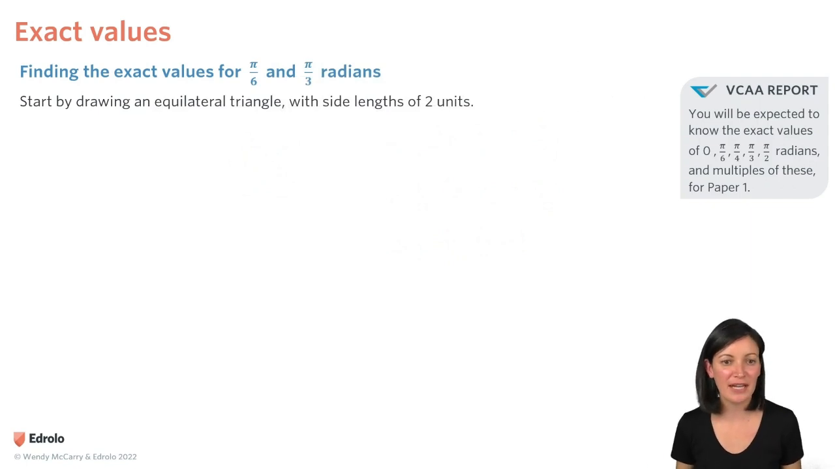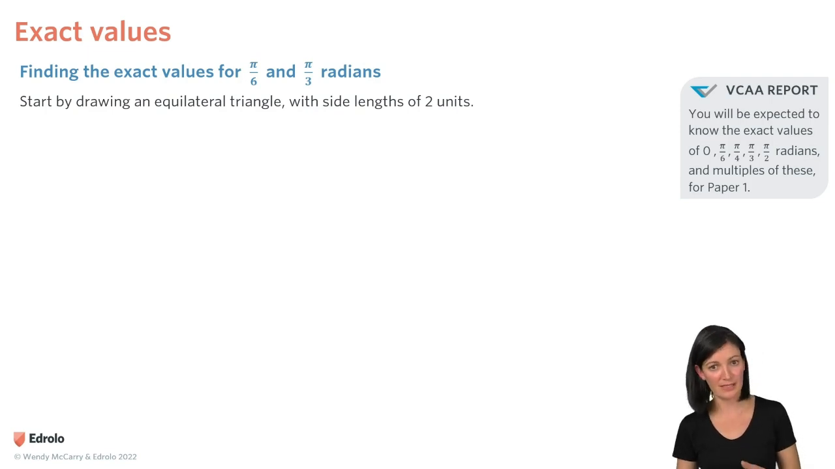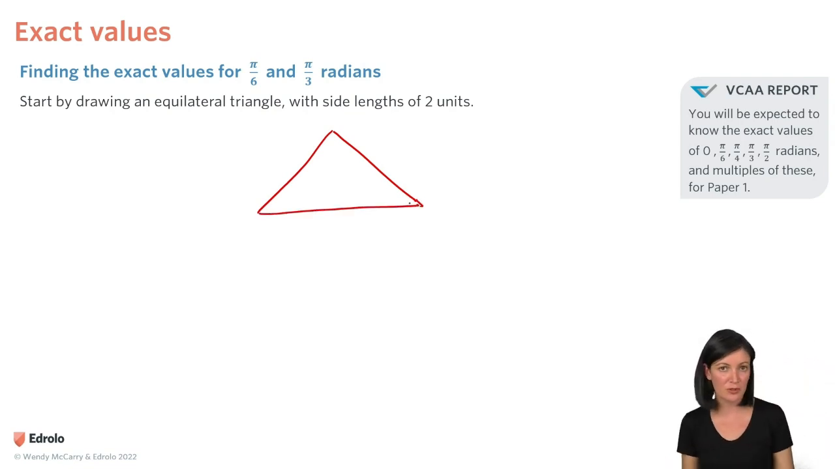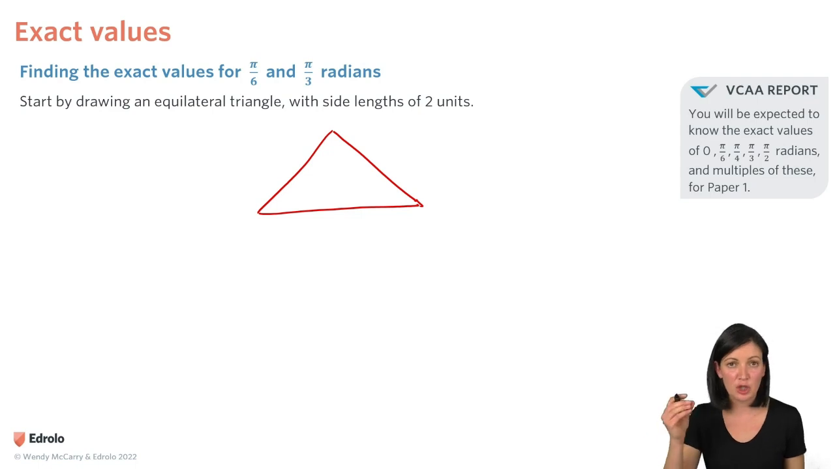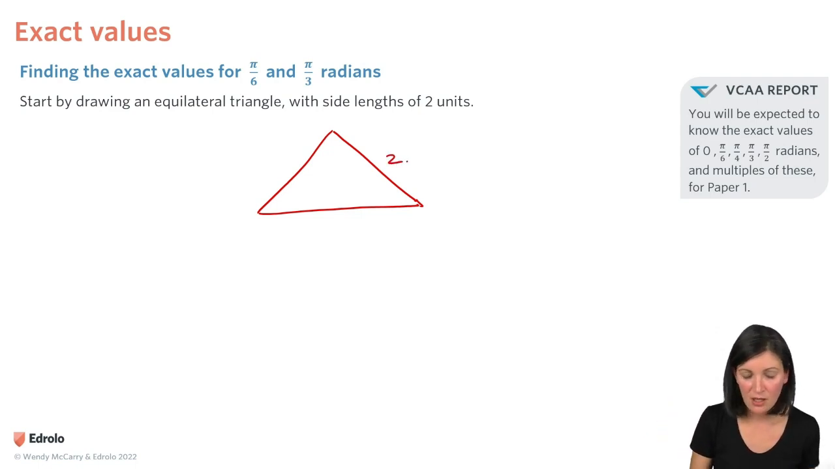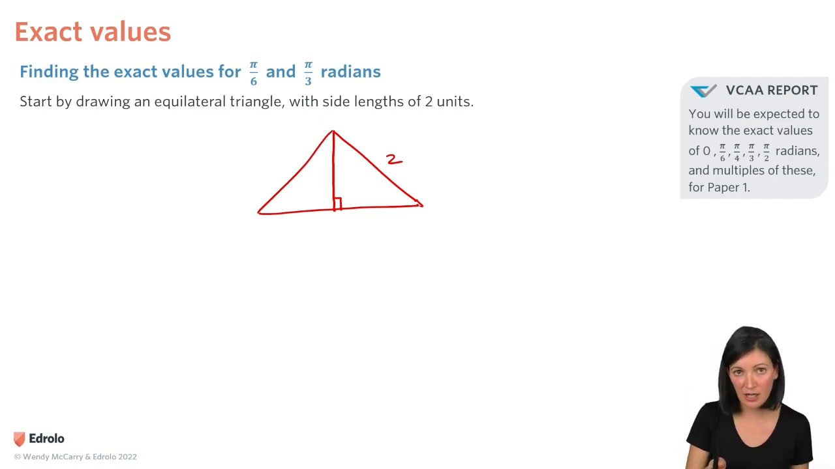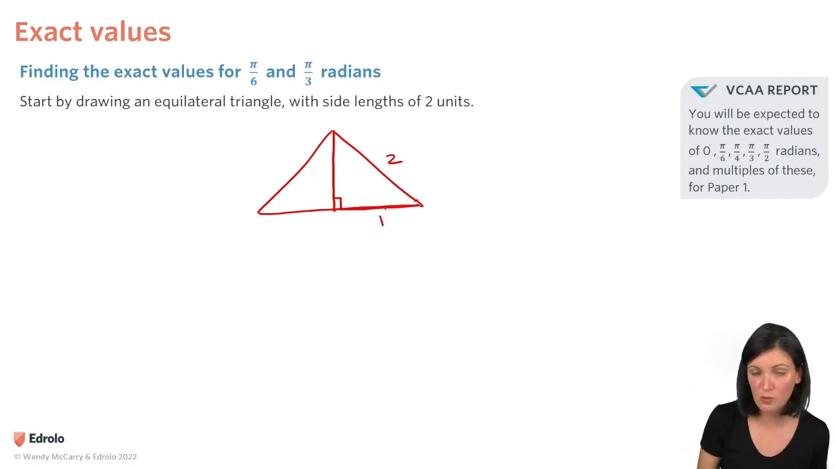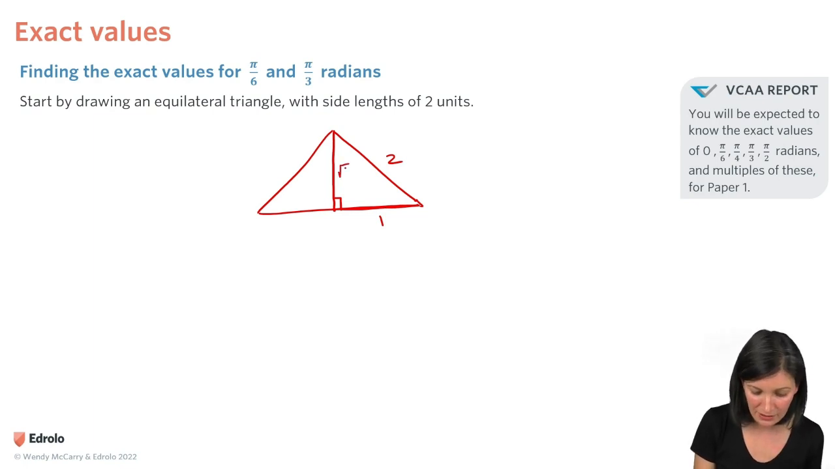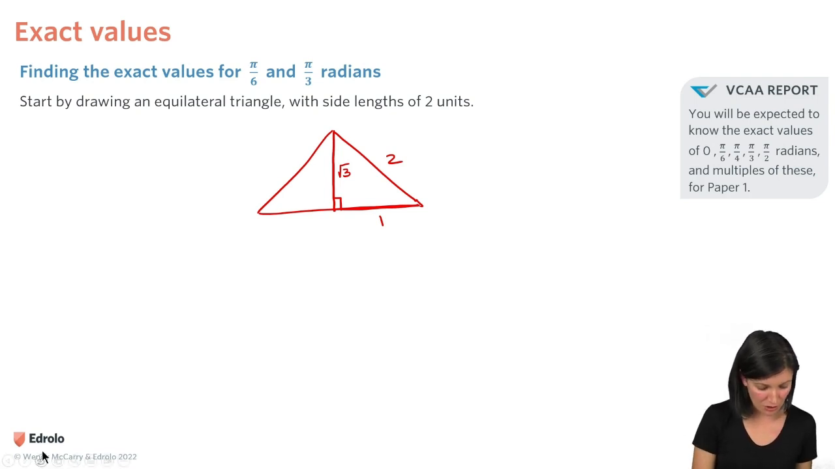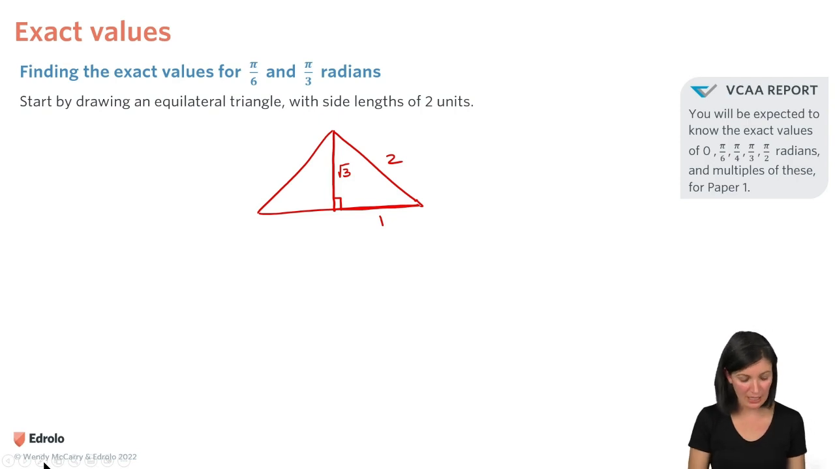We can do a similar type of thing to find the exact values for pi on 6, which is 30 degrees, and pi on 3, which is 60 degrees. What is helpful is if you start with an equilateral triangle that has a side length of 2 units, so each of those sides is 2. From here, I'm going to cut that triangle in half to make a right angle triangle for myself. If I cut that triangle in half, that means this length here is 1, and this length here is root 3, if I use Pythagoras' theorem.